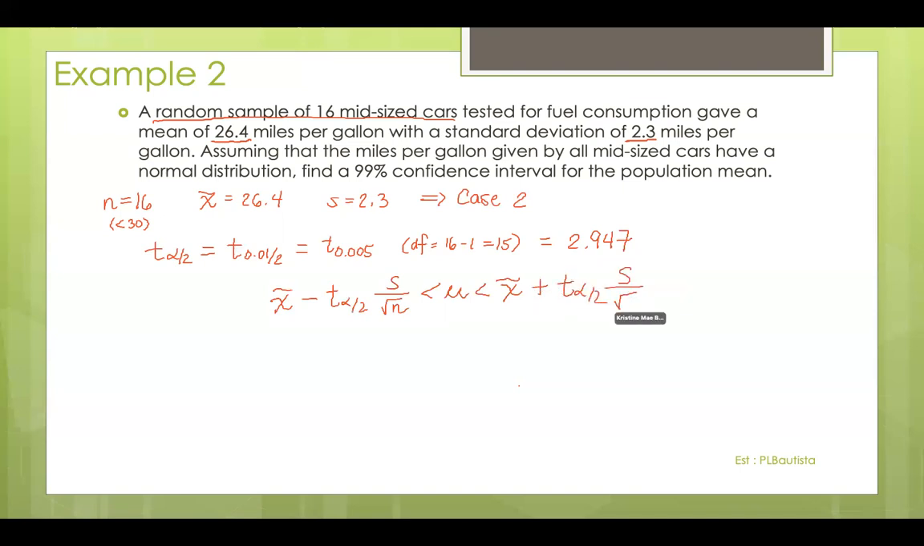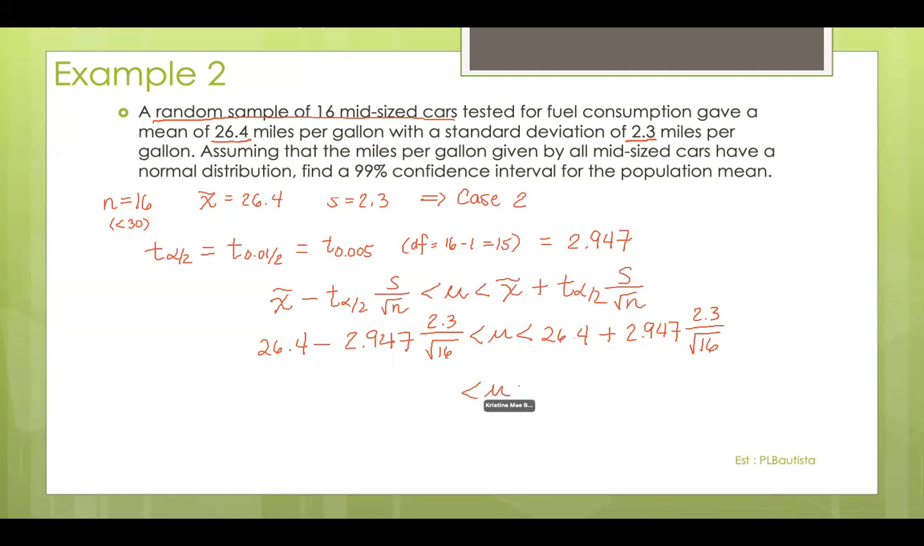So X bar is 26.4 minus the T value, which is 2.947 times 2.3, the standard deviation, divided by the square root of the sample size. And the same thing on the upper limit, except that it is added to the sample mean. And solving for both limits, you should get an answer of 24.7055 and 28.0945.